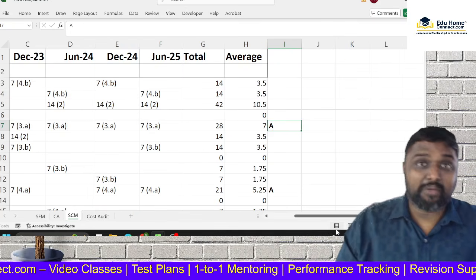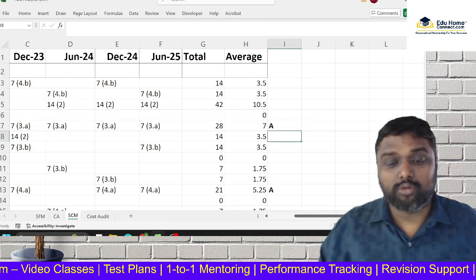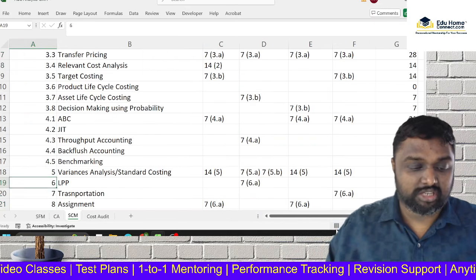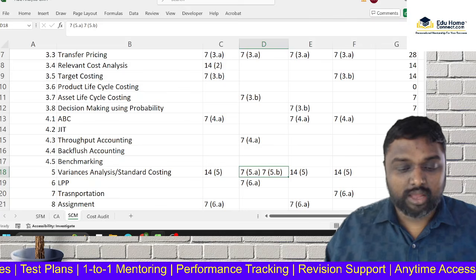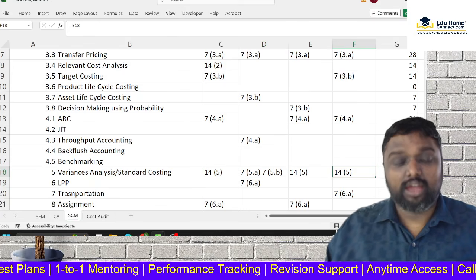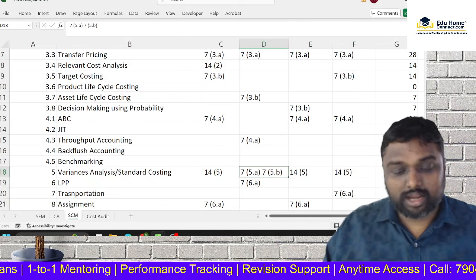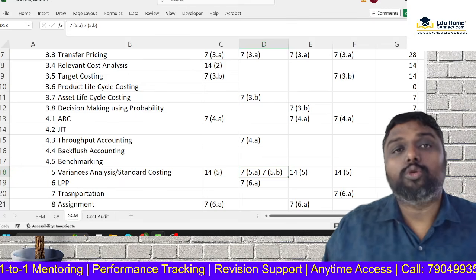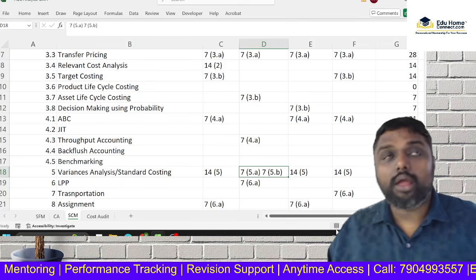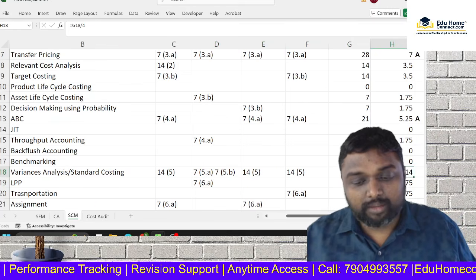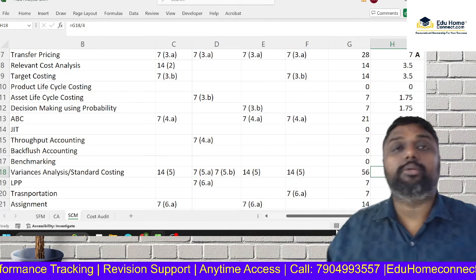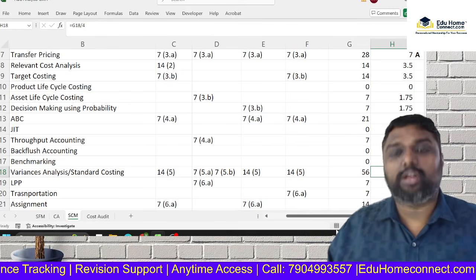Sir, what is the next important part? Next, I would like to tell you, none other than standard costing. Variance analysis: except for one attempt, every time they come with a 14 mark essay question. One time they came with a 7 mark question on overhead, and a 7 mark question on material. Otherwise, every time a 14 mark question comes. This is the only chapter that comes every time for 14 marks.